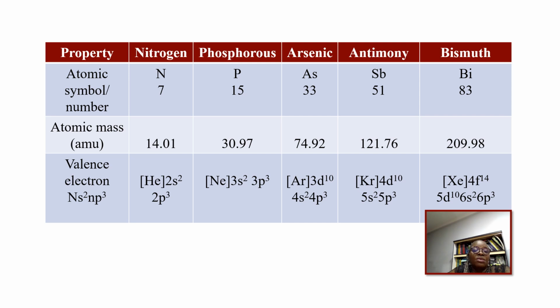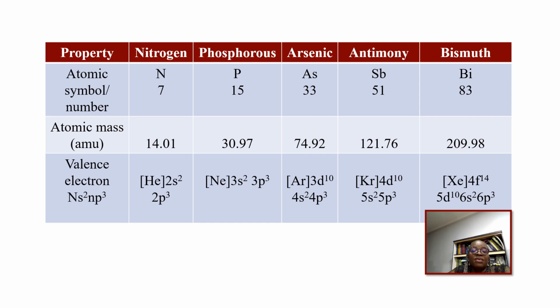We also notice that the valence electronic configuration is ns2np3. So they have 5 electrons in their outermost shell, and they have a completely filled s orbital and a partially filled p orbital in their outermost shell.